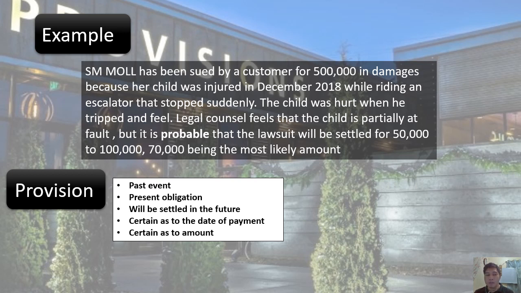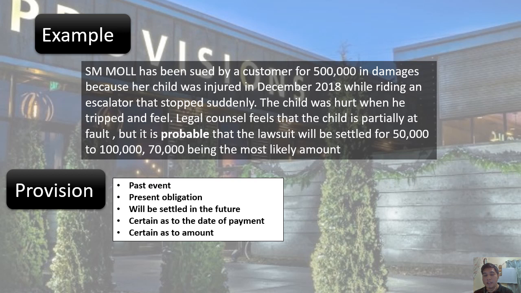So, ibig sabihin po, na-meet niya yung requirements ng liability, which is past event, present obligation, and will be settled in the future. However, as you can see, there is still uncertainty as to the date of payment and as to amount. Bakit uncertain as to the date of payment? Because based on the statement, wala pa pong verdict si court. So dahil wala pong verdict si court, therefore wala pa po tayong date of payment. As to amount, wala pa rin po namang nakalagay kasi nga wala pa namang final verdict si court.